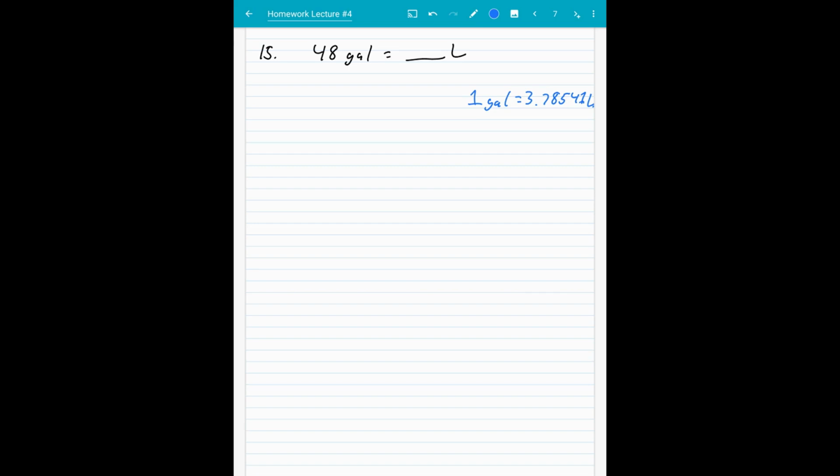In this sense, some of these measurements, these conversions have infinite decimal places, like they keep going, some don't. But the more you have, the more accurate your final answer would be. So we're going to use that conversion for this. This is 48 gallons, and we want to change it to liters. So we're going to put 1 gallon on the bottom and 3.78541 liters up on top.